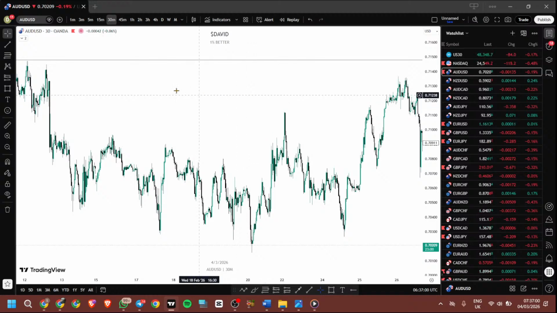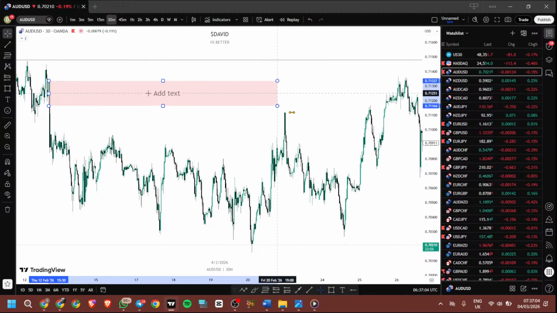This was our point of interest right here. Go and check the Telegram, it's there. This was our point of interest right there.